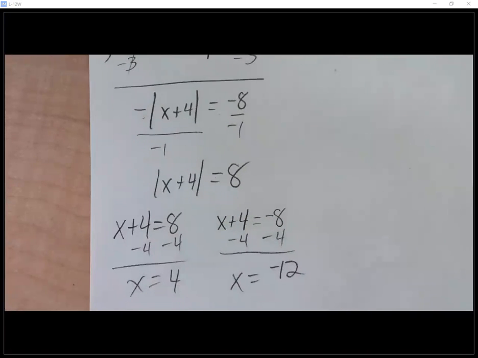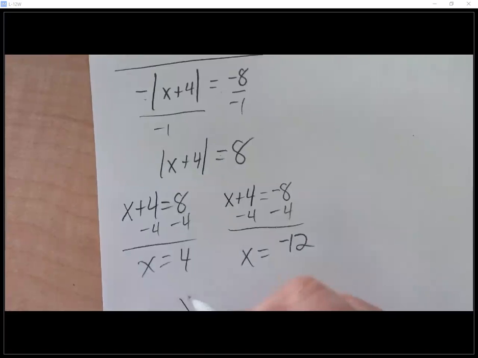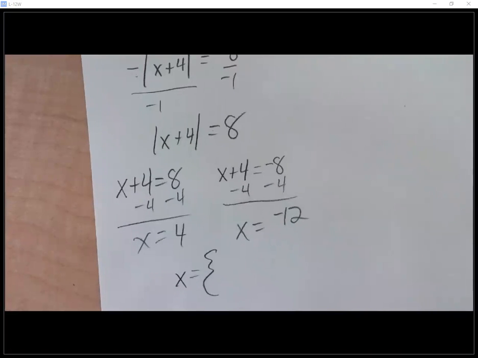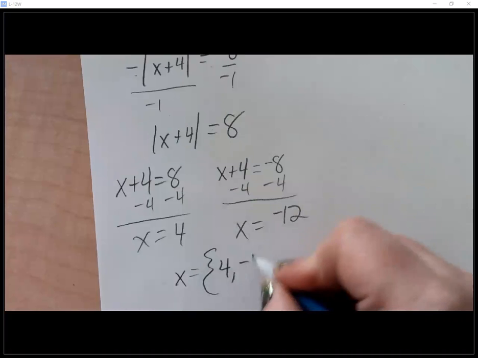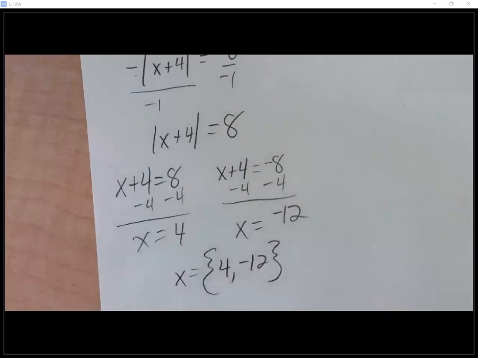So when I go to list those answers, remember we use those funny curly brackets because order doesn't matter. I'm just listing them off. That's what the curly brackets mean. It just means, hey, here's all of my answers. Order is not a thing here. It's just a list. Can you check this? Of course you can. You can plug in 4 and negative 12 back in the original and your equation should hold.